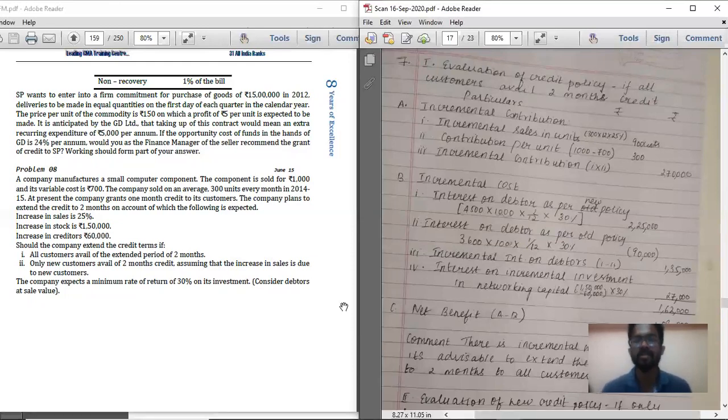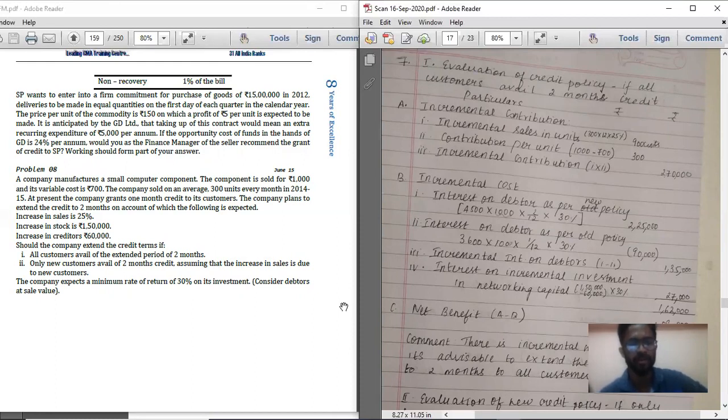So below that, a three-columnar table: particulars, amount and amount. Below that, under particulars, take down capital A, incremental contribution.